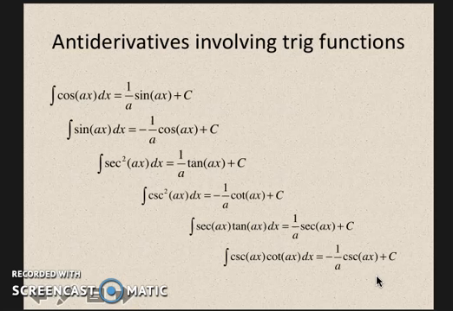So these are the general antiderivatives involving the trig functions. The antiderivative of cosine ax is 1 over a sine ax plus c, as we have seen, and the antiderivative of sine ax is negative 1 over a cosine ax. The antiderivative of secant squared ax is 1 over a tan ax, and so on. You have to memorize these. If you don't, you can always go back to your derivative rules and work in reverse.